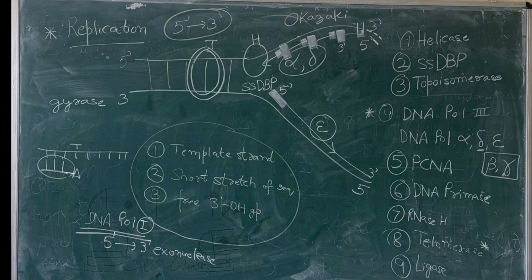In case of prokaryotes, DNA polymerase 1 has an additional activity, that is 5' to 3' exonuclease activity, because of which it will remove the RNA primer from the DNA-RNA hybrids, while in case of eukaryotes there is no such DNA polymerase which will have 5' to 3' exonuclease activity, so this function is mediated by RNase H. RNase H will remove the RNA fragments.